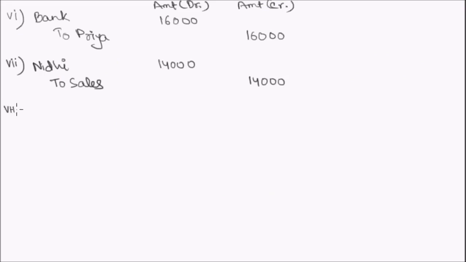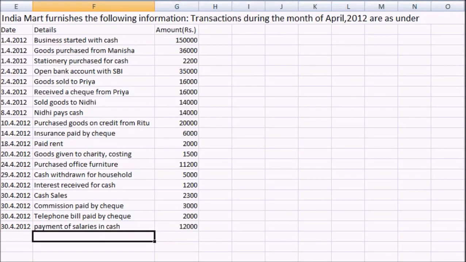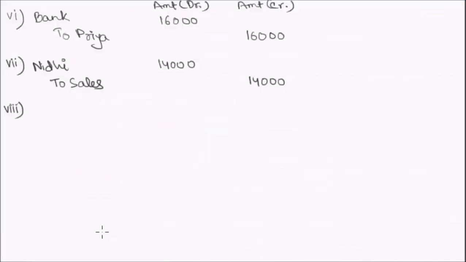The next transaction is Nidhi pays cash of 14,000. Now there are two accounts involved. One is Nidhi account and another one is cash account. So as cash has been received and as cash is an asset, the increase in cash would be debited. So another account, that is Nidhi, needs to be credited.